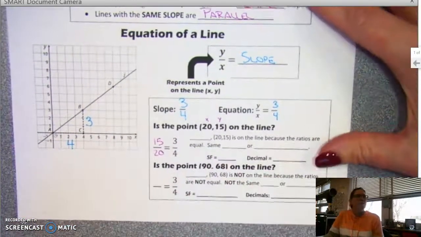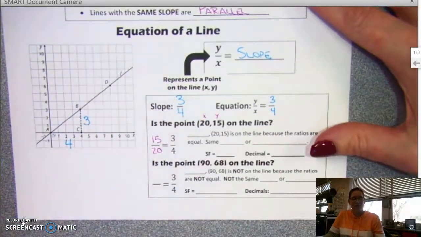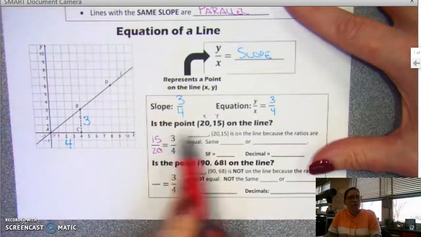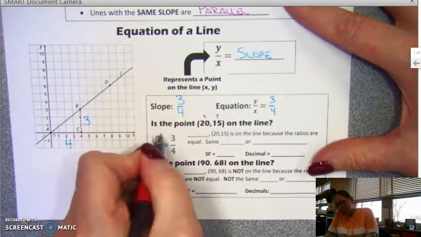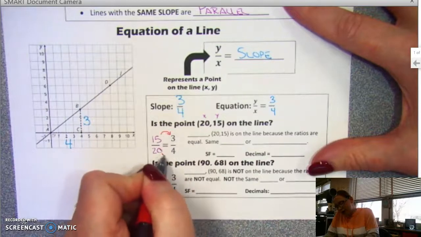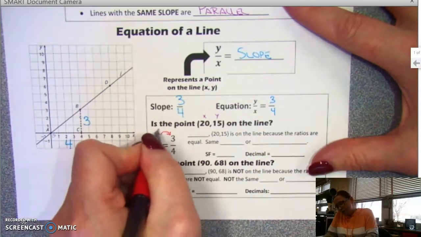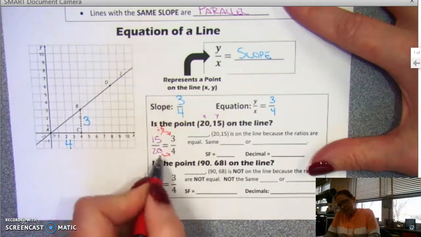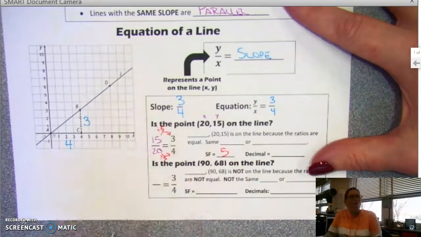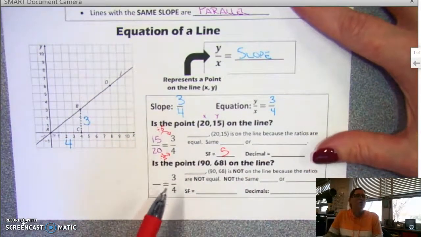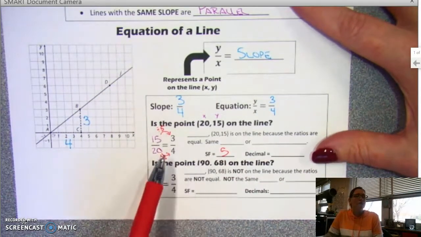So now we have a couple things to do to see if this is similar. They should be equal fractions. One way to check is to see if you can find a scale factor. So 15 divided by 3 would be 5, and 20 divided by 4 would also be 5. So they both have the scale factor of 5 or 1/5, depending on what direction you go. So those are the same.